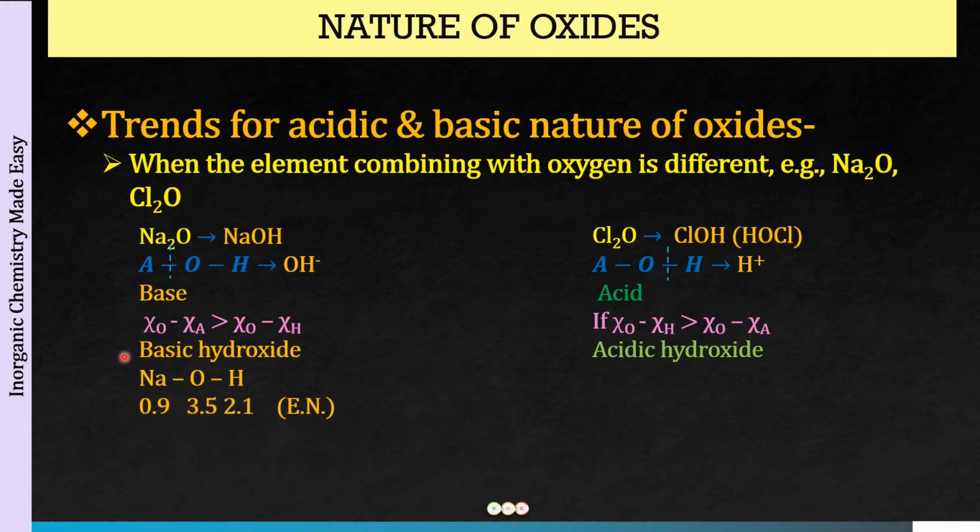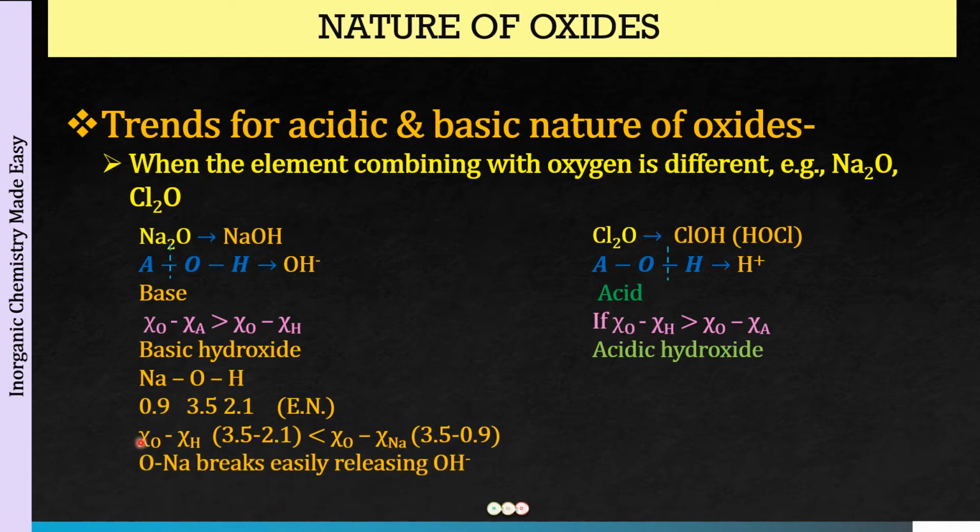So in NaOH, the electronegativity values of the 3 elements according to the Pauling scale are: sodium is 0.9, oxygen is 3.5 and hydrogen is 2.1. Okay, so just take out the electronegativity difference. What you will be finding is that the electronegativity difference of oxygen and sodium is going to be more than the electronegativity difference of oxygen and hydrogen. That is why oxygen has pulled the electron pair from this bond and it formed Na positive and oxygen. Okay, so what does this mean is, sorry, that the oxygen sodium bond is going to break easily, releasing OH negative ions. Fine.